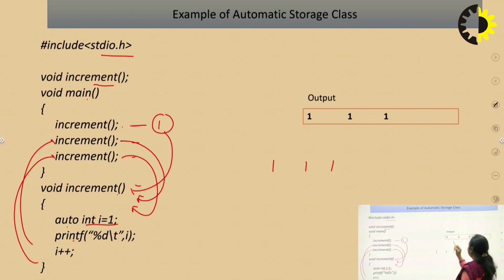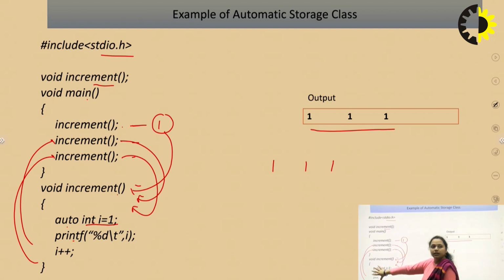So what is the output we are going to get? That is 3 times 1. Because the scope of variable I is confined within the function definition, it will not get transferred to another function or any point of the program. It is confined within the function definition only.